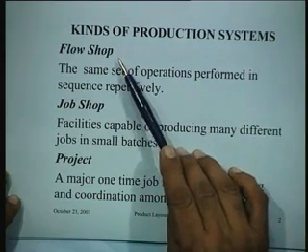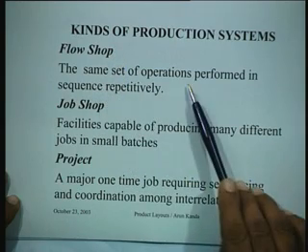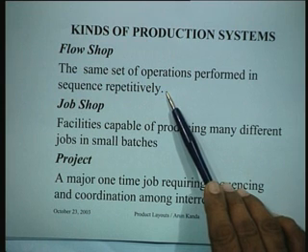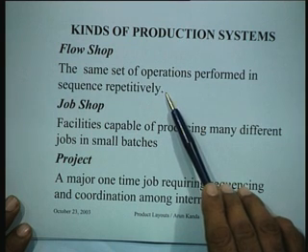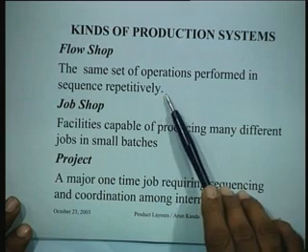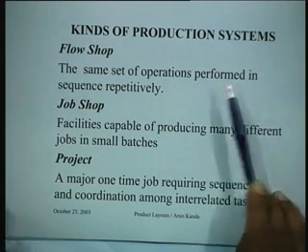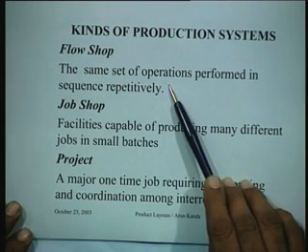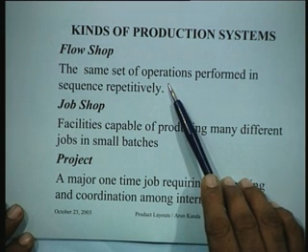shop. A flow shop is essentially a production system in which the same set of operations is performed in sequence repetitively. So essentially when the operations are going to be repeated, the pattern of flow of the raw materials through the plant is constant, more or less. That particular configuration is called a flow shop, and in fact such systems, even an assembly line, could be viewed as a flow shop in that sense.